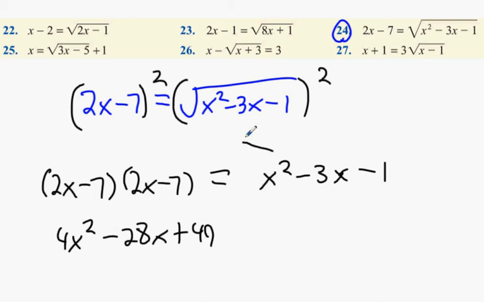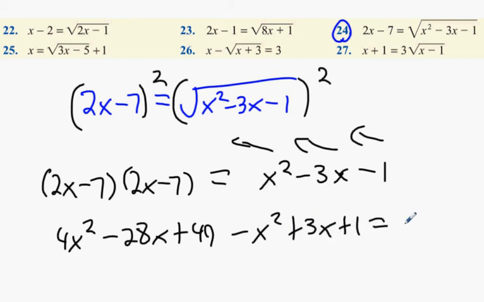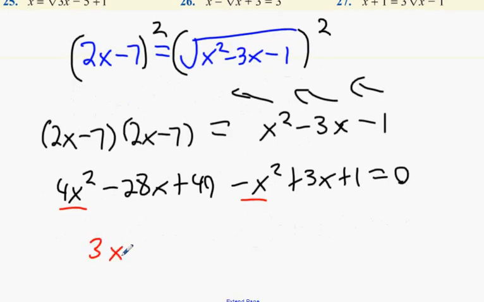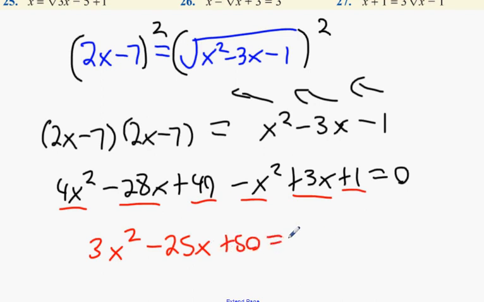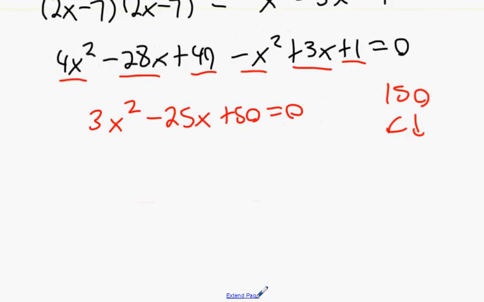I'm going to bring all these over to one side straight away. Minus x squared plus 3x plus 1 equals 0. How many x squareds do I have left? 3x squared. How many x's do I have? How many numbers do I have? 50. Reference number? 2 numbers. 15 and 10.